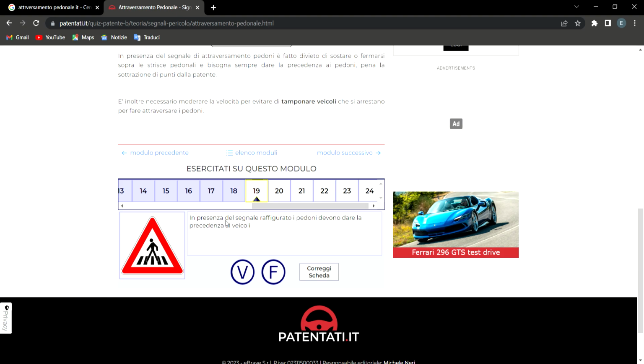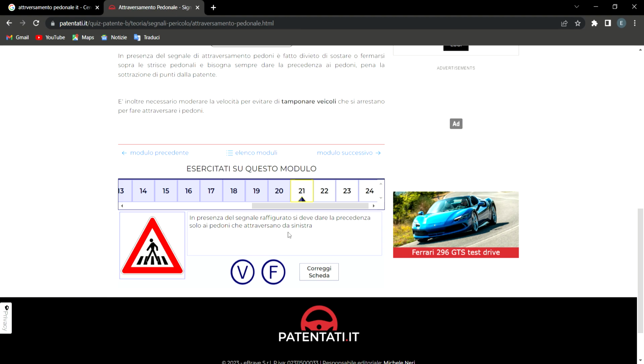So number 19 says: in presenza di segnale raffigurato, i pedoni devono dare precedenza ai veicoli. Never, it's impossible. It's vehicles that will always give way to the transit of legs. So this very one is falso. So number 20 says: in presenza di segnale raffigurato non è obbligatorio dare precedenza ai pedoni che attraversano sulla striscia pedonale. And it's saying that it's not obligatory for vehicles to give way to the transit of legs. So it's falso.